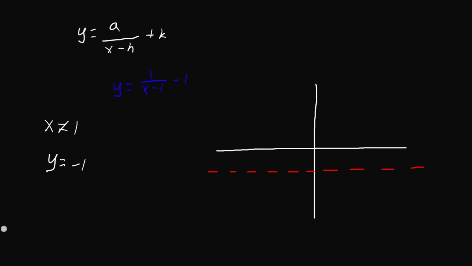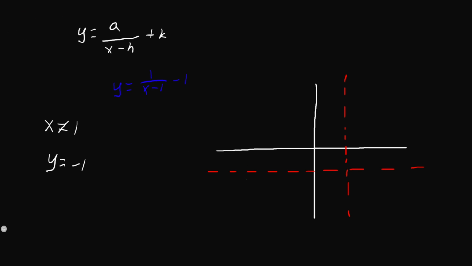And we see that x cannot equal 1. So we're going to make a dotted line as well here. That basically tells us that here is the center of our hyperbola. And we're going to go ahead and graph our hyperbola now, our rational function.